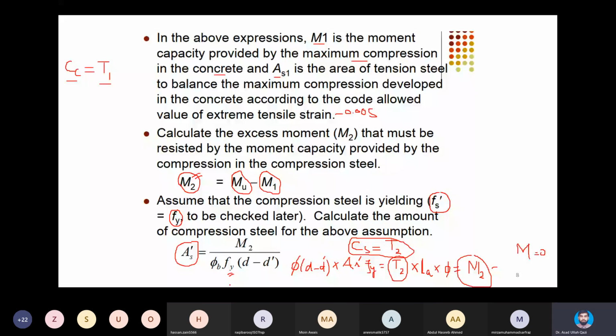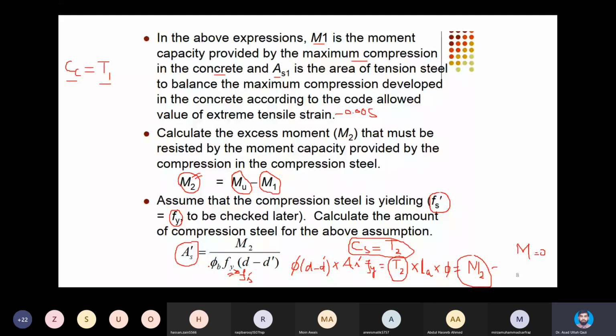Suppose your compression steel is not yielding and it is a case 2 doubly beam. It means Fy will drop to Fs prime, and when Fy drops to Fs prime, your AS prime will get bigger, because the denominator will reduce and the area of steel will increase. So if the compression steel is not yielding, in order to generate that force, you need to increase the area. That is what will happen if you finally end up with the design of case 2 doubly beam. But at the moment, assume, and we want to check later on, whether our assumption was right or wrong in making the design choice.